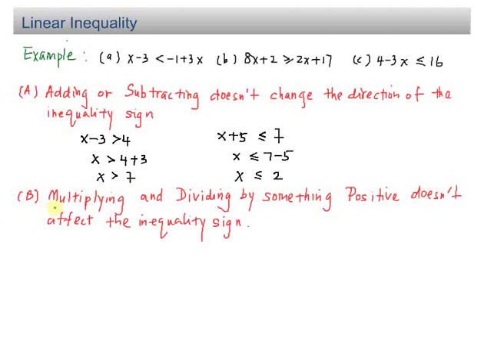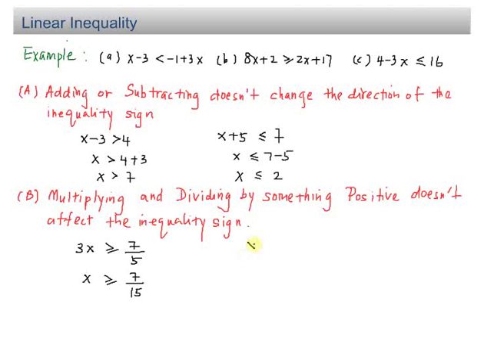The second point here, multiplying and dividing by something positive doesn't affect the inequality sign. For example, if I have 3x more or equal to 7 over 5, I'm going to divide both sides by 3. 3x divided by 3, I have x. 7 over 5 divided by 3, I have 7 over 15. But since I'm dividing with a positive number, it doesn't affect the inequality sign. You still have more or equal for your final answer.